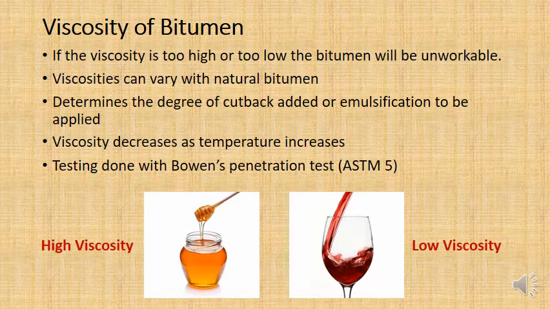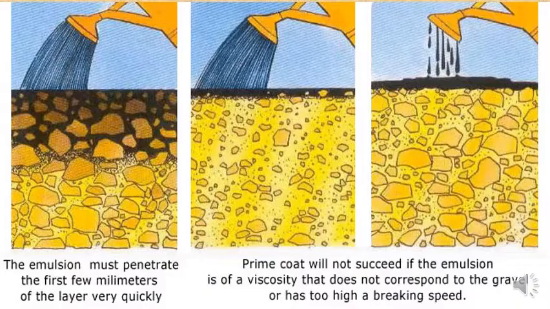If you can imagine, if I was to drop a spoon into either the wine glass or the honey pot, the spoon is going to sink into the wine at a faster rate than the honey. And so Bowen, who was a lab assistant many years back, he developed a penetration test for testing the viscosity of bitumen. Now, there's a video of the penetration test, Bowen's penetration test, on Moodle. I've given you a link. It's a YouTube video. But basically, this is the standardized penetration test for testing viscosity of bitumen.